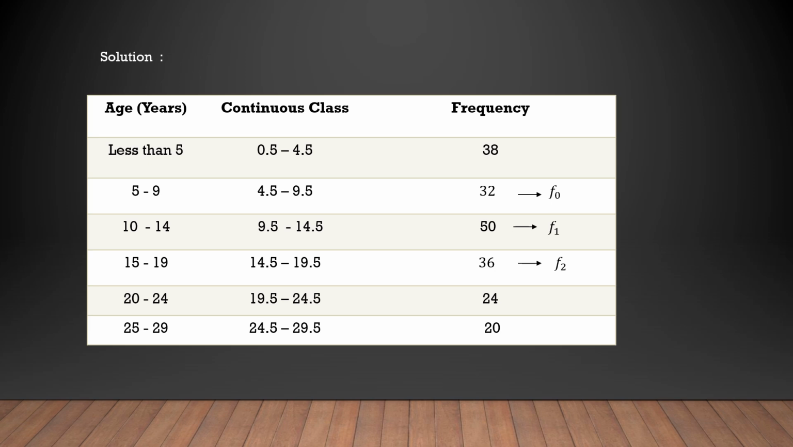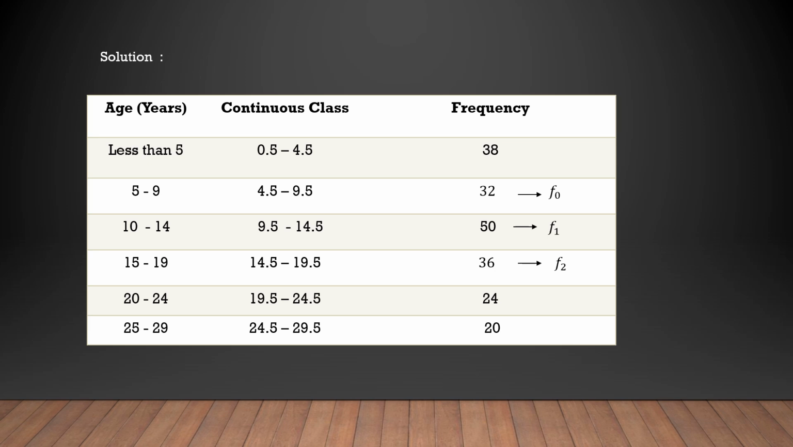Here the last value is 9, and here the first value is 10. So the difference between 10 and 9 is 1, and 1 by 2 is 0.5. So we add 0.5 in the previous class, and in the next class we subtract 0.5. Okay, so here we add the continuous class, and we write the range 0.5 to 4.5.